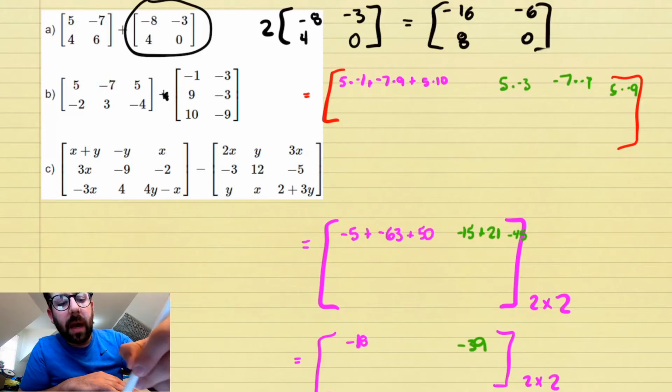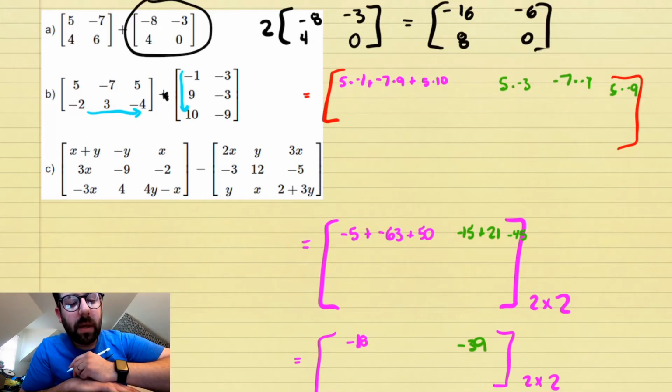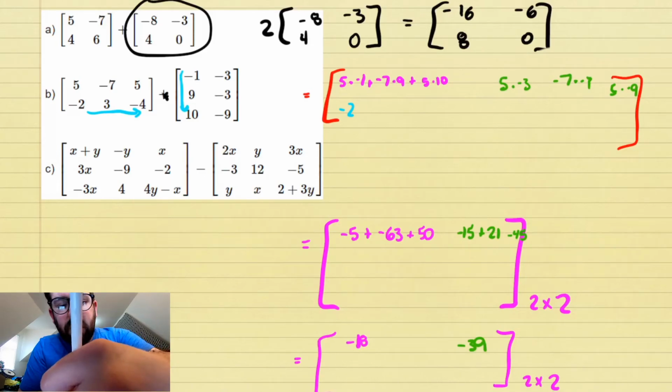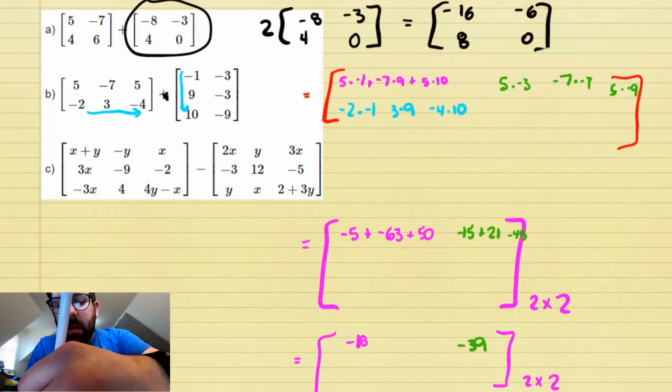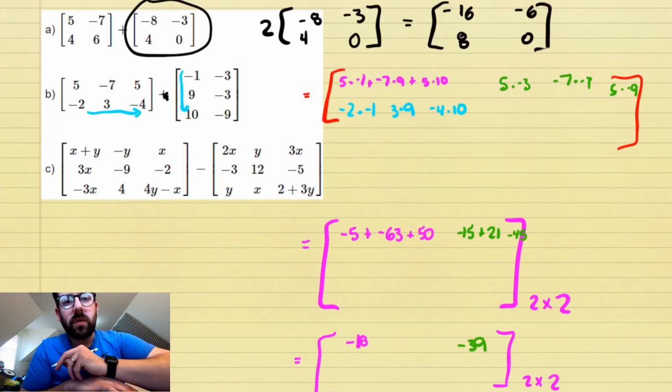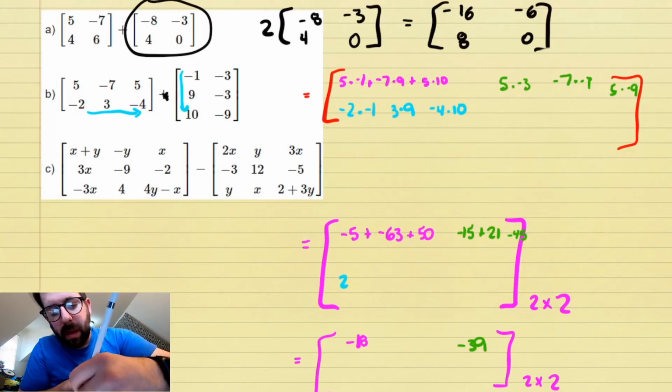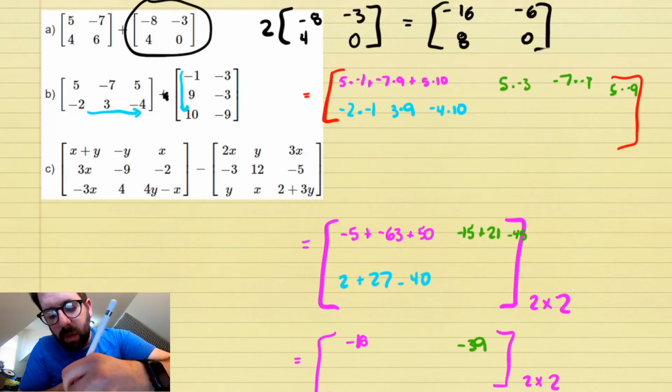So now I'm moving on now, and I'm going on to the second row and doing the exact same thing. Second row, first column. So that's going to be the -2 times the -1, the 3 times the 9, and the -4 times the 10. So second row, first column. And that'll be that number in that bottom left corner. So that's what? +2 plus a 27 minus 40.